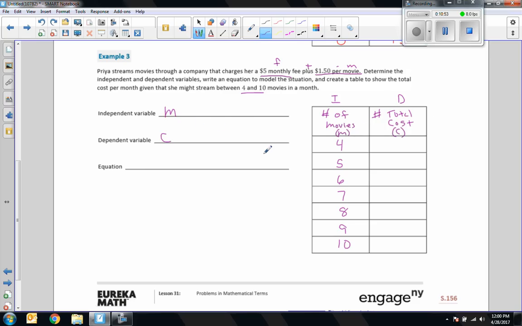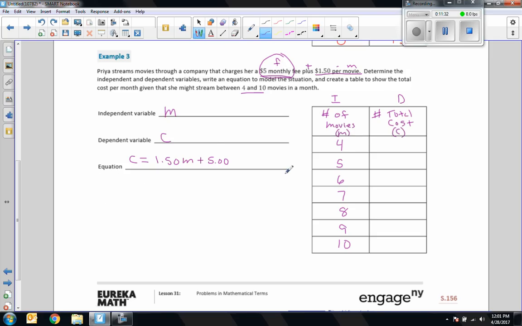So now we need an equation. If we look up here, we have a total cost equals $1.50 times however many movies we rent plus that monthly fee. That's what I'm going to start with. But we know the monthly fee is a constant $5. It never changes. So my actual equation is going to be C equals $1.50 times the number of movies we stream plus the $5 monthly fee. I just wanted to show you where that came from.